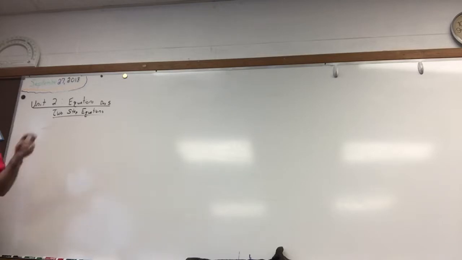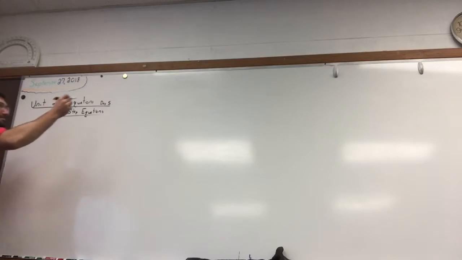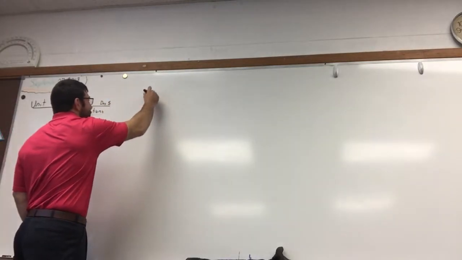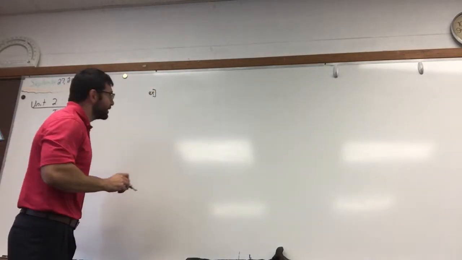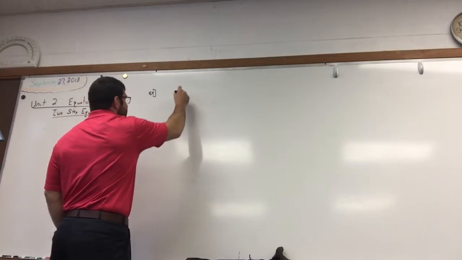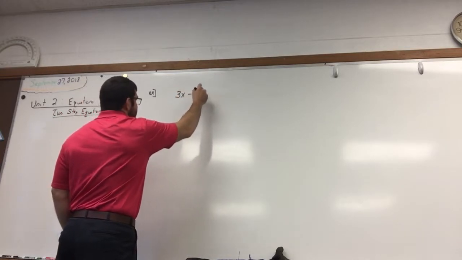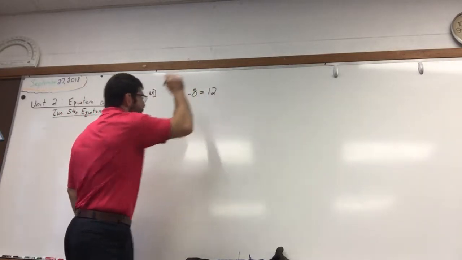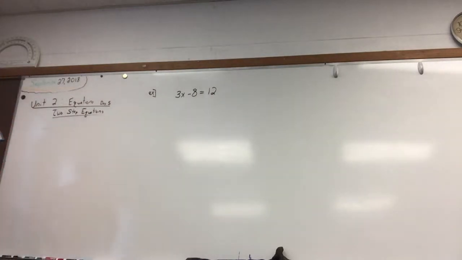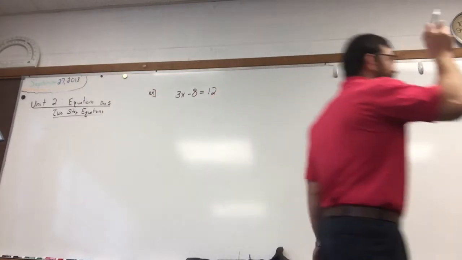Now, let's talk about going backwards. We're dealing with 2-step equations. So, how many steps should I have? 2, right? Let's see some basic 2-step equations. 3x minus 8 equals 12. And I want you to get in the habit of following these rules.